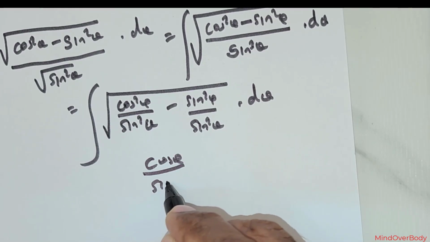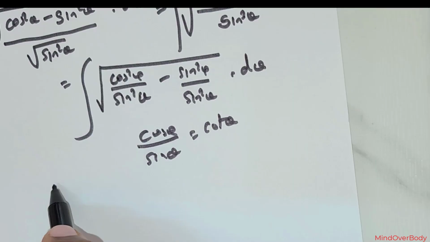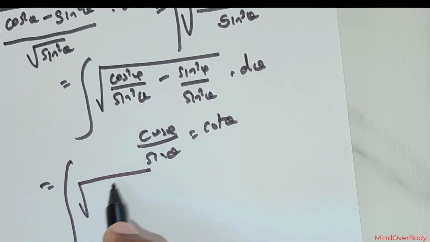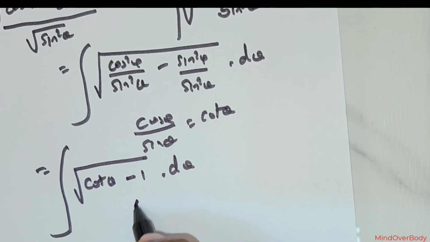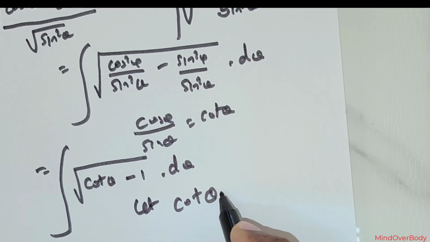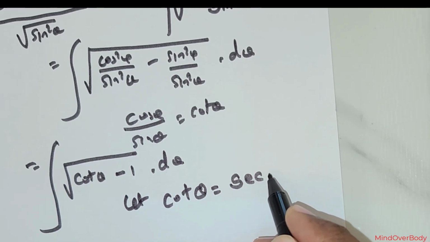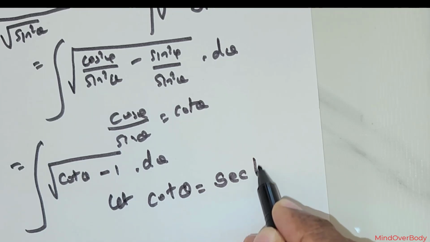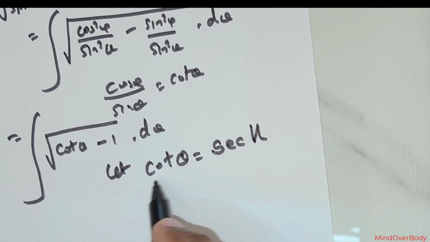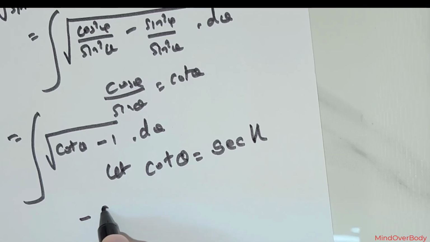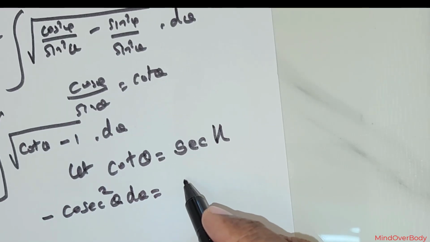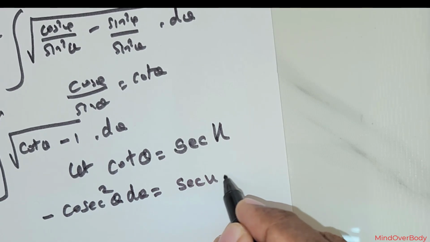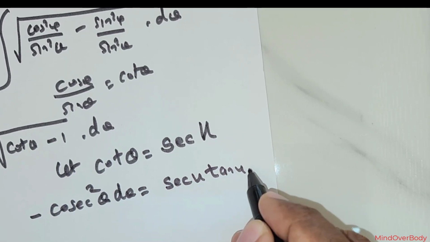Now we know that cos theta over sin theta is cot theta. So this is equal to root of cot squared theta minus 1 times d theta. Now let me take this cot theta to be equal to some secant u, and I differentiate. Differentiation of cot will give me negative cosecant squared theta times d theta. Differentiation of secant would give me secant u tan u times du.